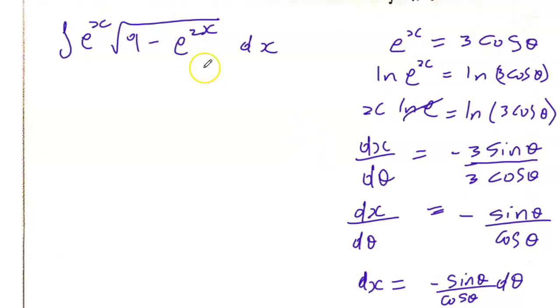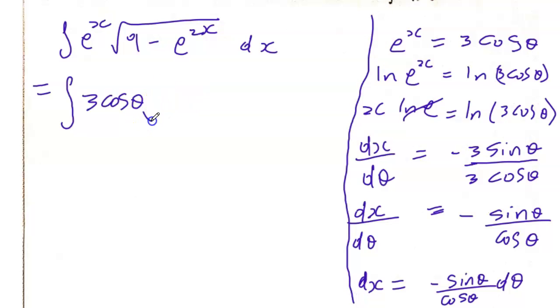We can substitute all of that now into this. So continuing here, it's the integral of e to the x. Now e to the x, we're using 3 cos theta, root, let me separate this, root of 9 minus e to the 2x. Now e to the 2x will be the square. So e to the x is 3 cos theta, which means e to the 2x, I just square both sides, so e to the 2x will be 9 cos squared.